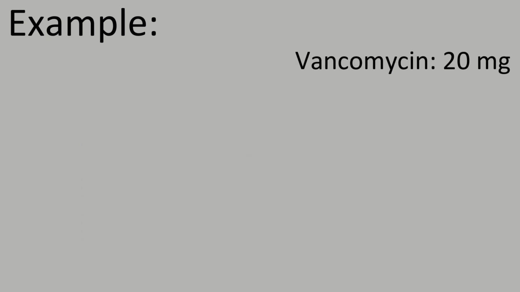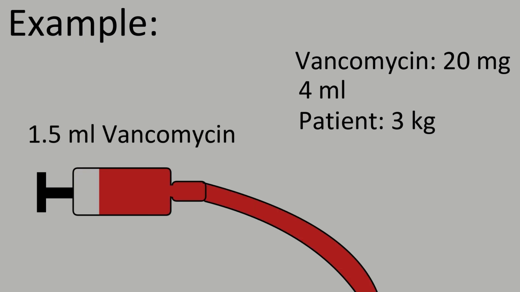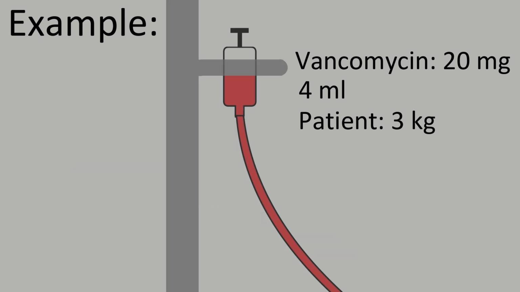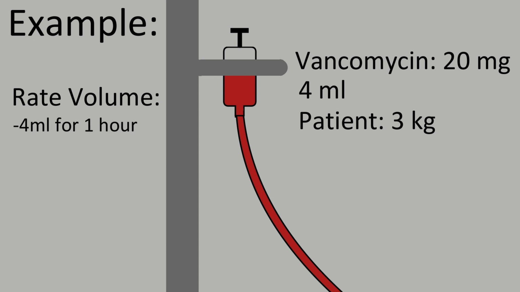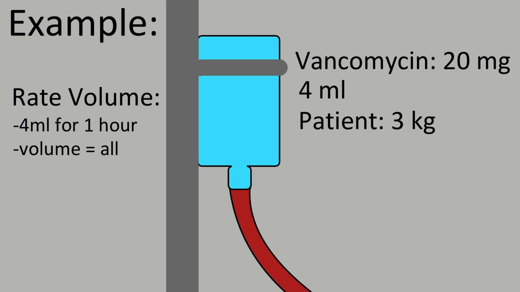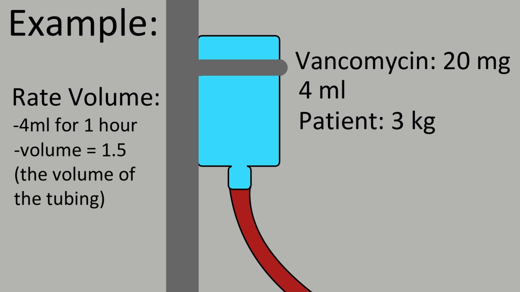Example, vancomycin 20 milligrams in 4 mLs for a 3 kilo patient in the NICU. Slow push 1.5 of vancomycin. Put the syringe on the pump and program the vancomycin using rate volume. The rate is 4 mLs per hour to run the vancomycin over 1 hour. The volume is all. When the syringe is empty, attach the flush. Using the same programming, but change the volume to 1.5, which is the volume of the tubing.